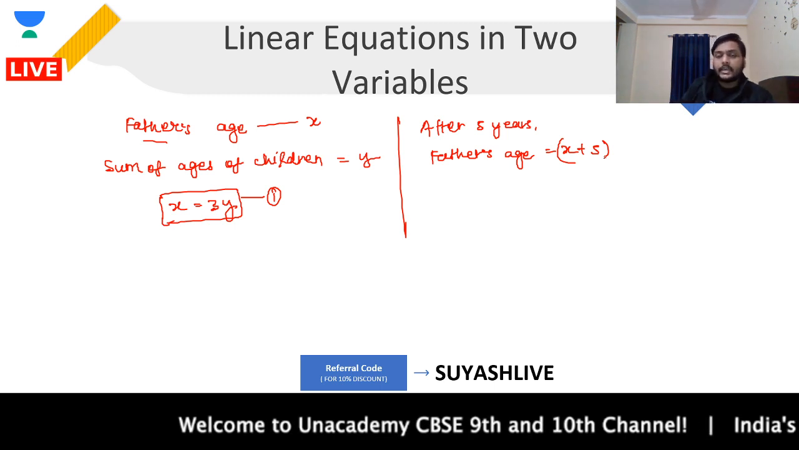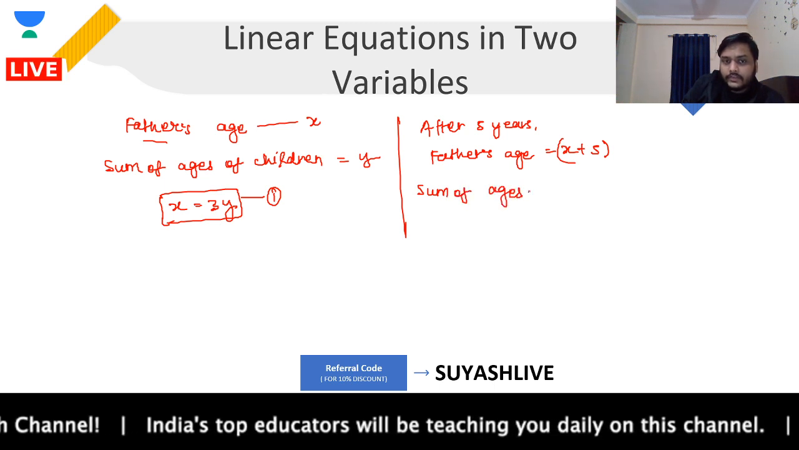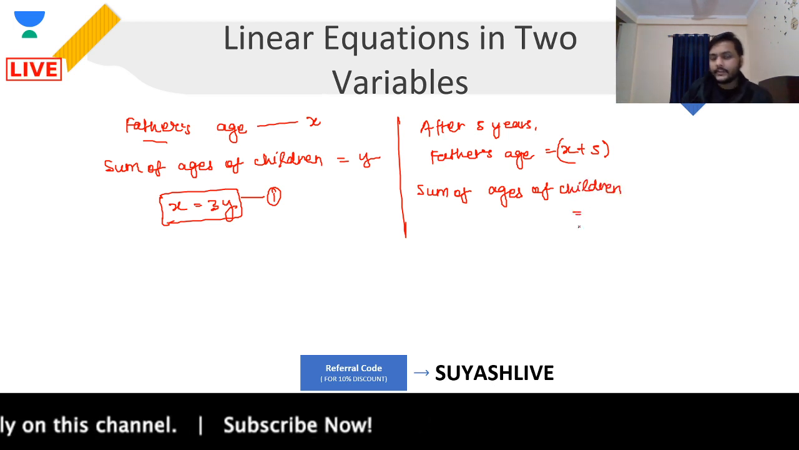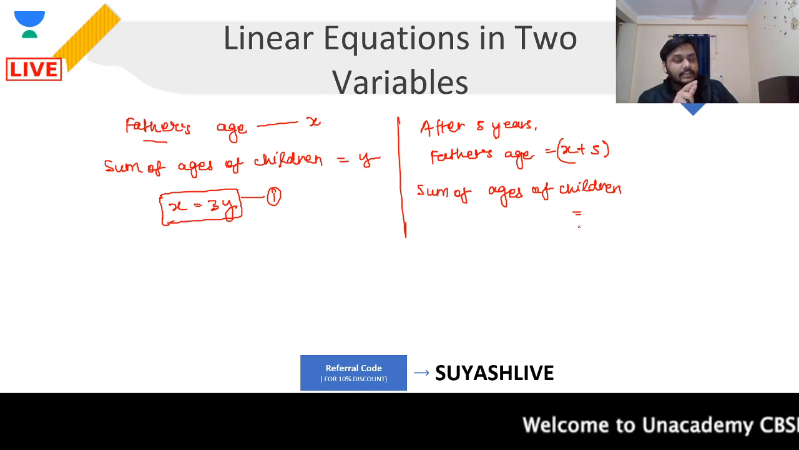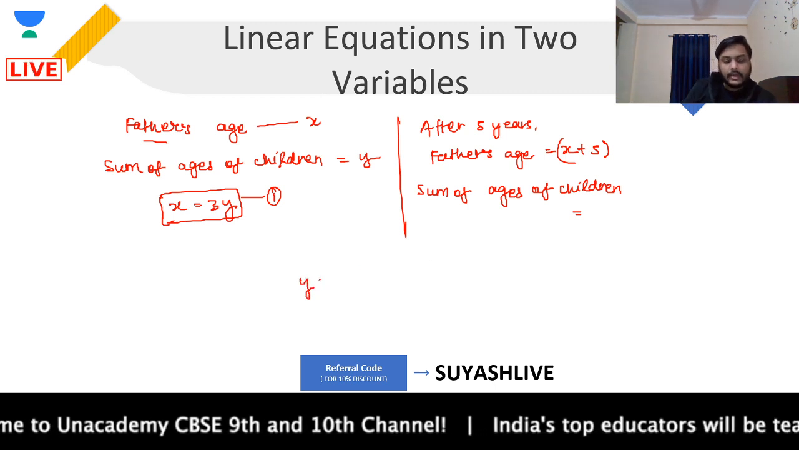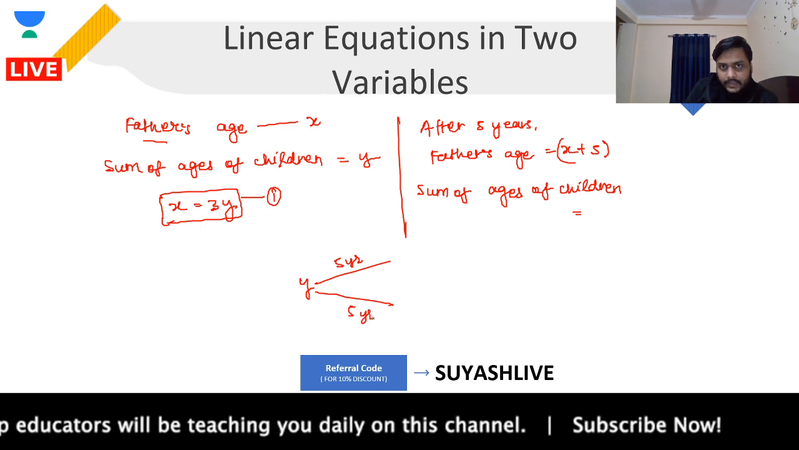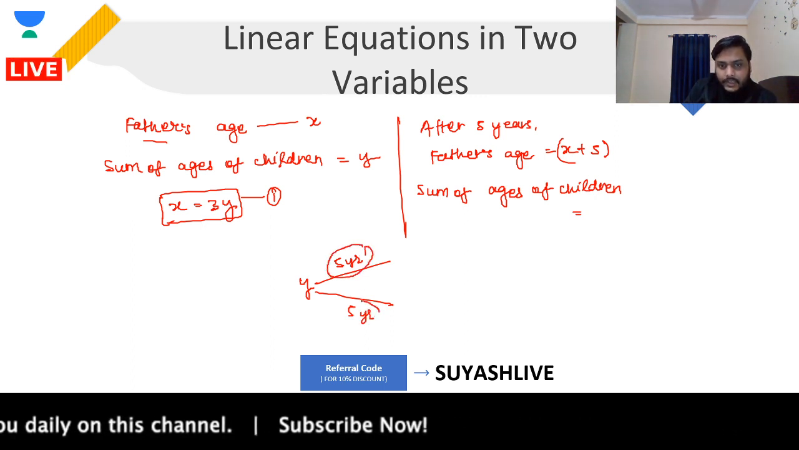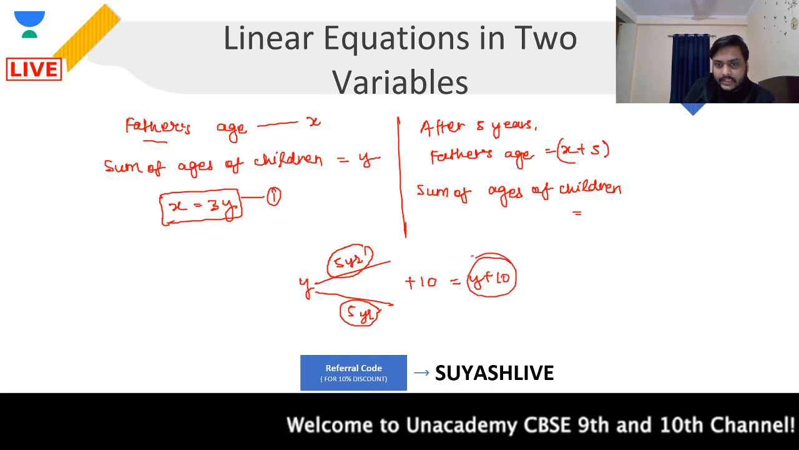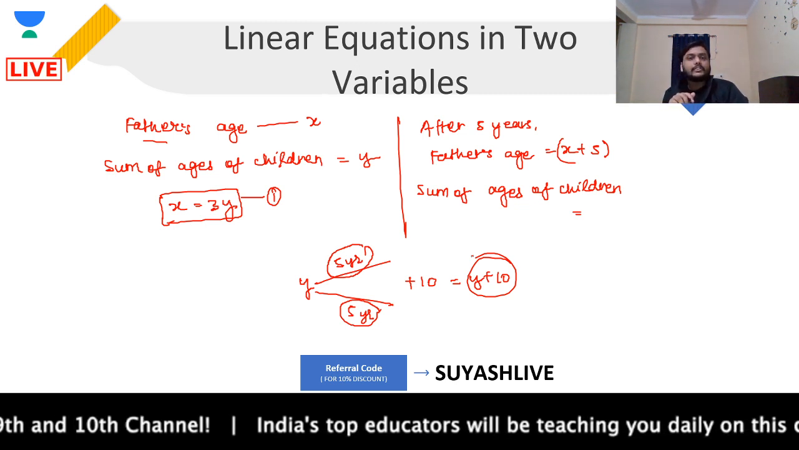Now guys, understand, after 5 years, how much will the sum of the ages of children be? Everyone watching this session, think about it once. What will be the sum of the ages of children after 5 years? There are two children. When I'm talking about the sum of ages of two children, 5 years increment will be for the first child and 5 years increment will be for the second child. The age of the first child increases by 5 years and the age of the second child increases by 5 years. So the total increment will be y plus 10. Are you clear with this or not, guys? This is the important thing over here. If you are writing it as y plus 5, then there is a problem.